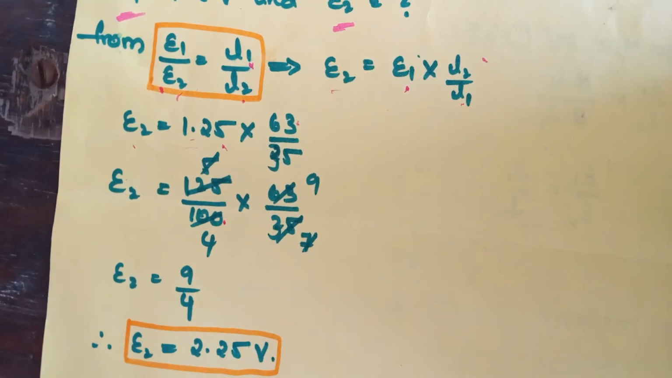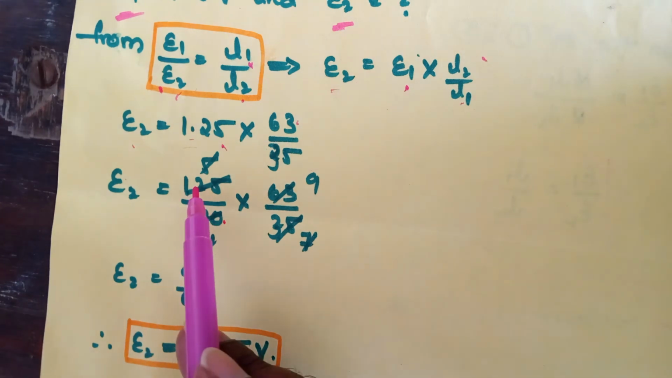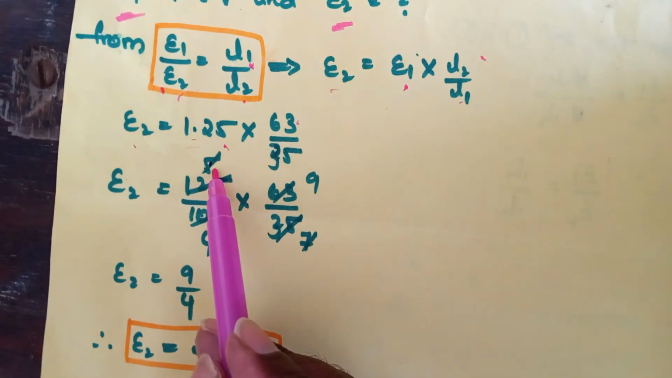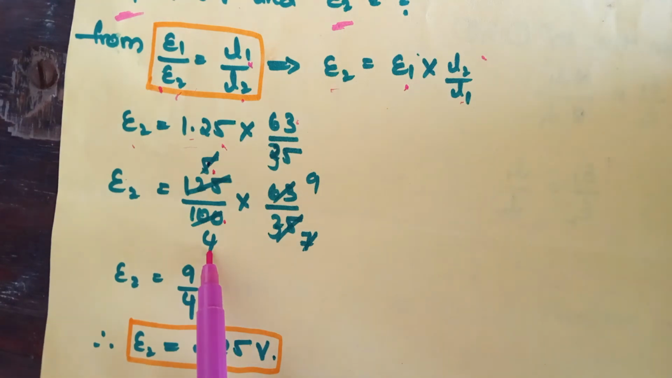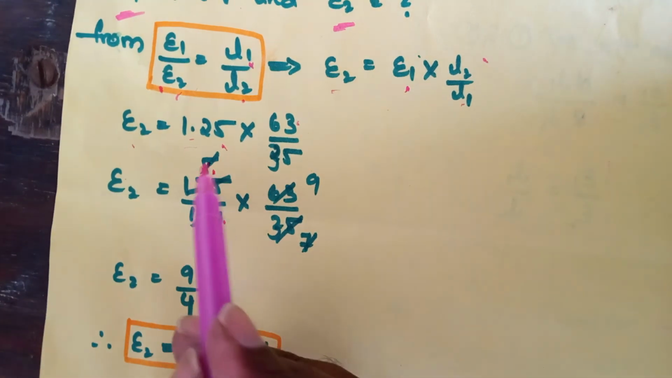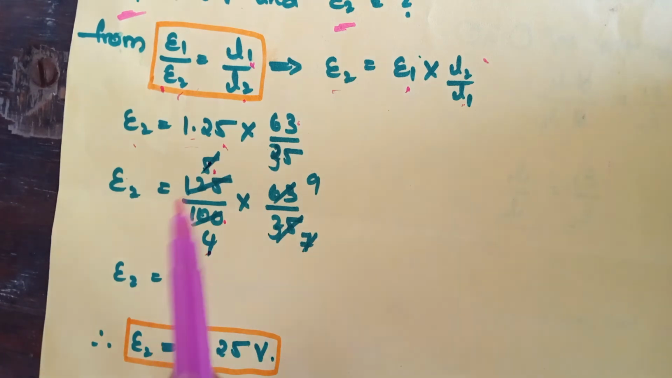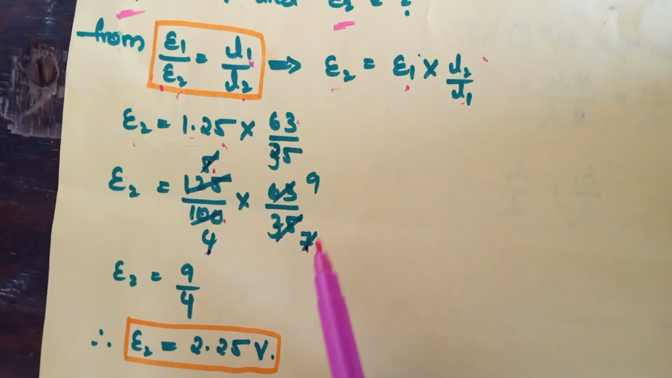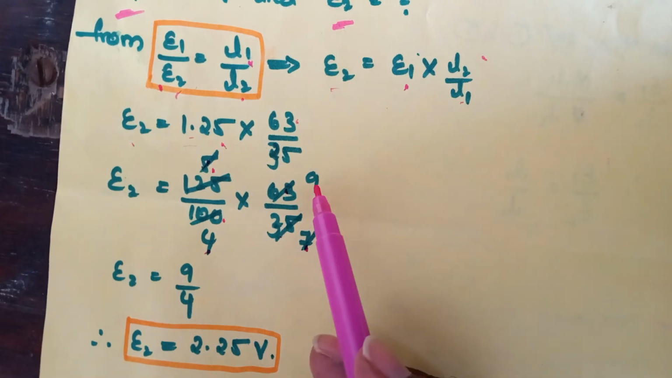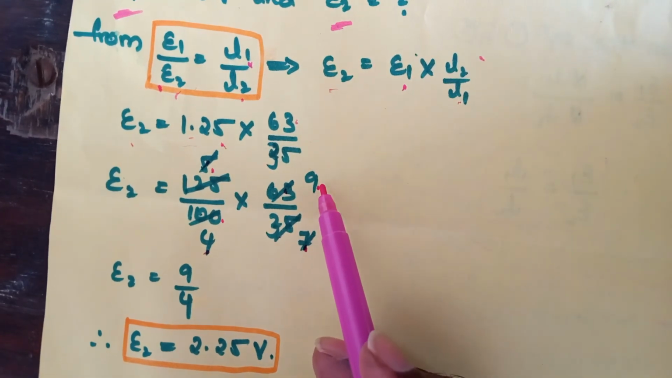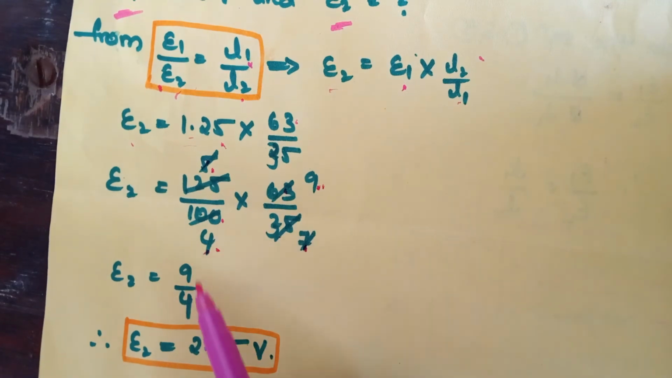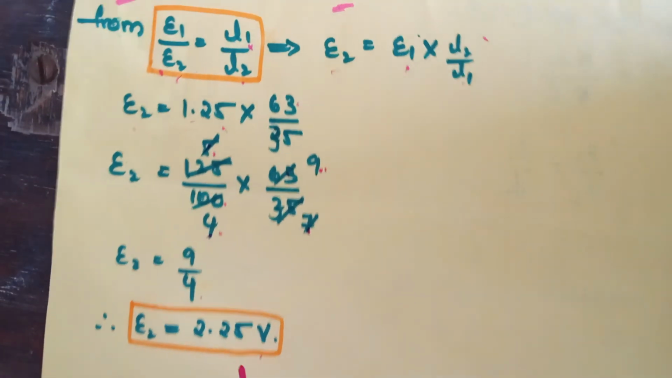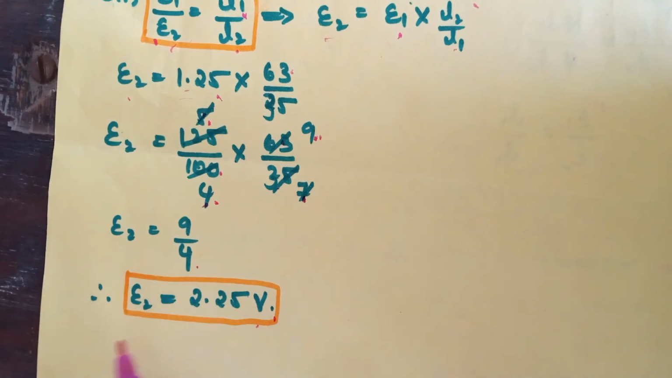Now cancel it. Which tables? 25 table: 25 5s are 125, 25 4s are 100. Now next, 5 table, cancel the 35: 5 7s are 35. Now 7 table, 63 cancel: 7 9s are 63. So remaining 9 by 4. 9 by 4 divided, you will get 2.25 volts. Now this is the EMF of the second cell. 2.25 volts. This is the answer.